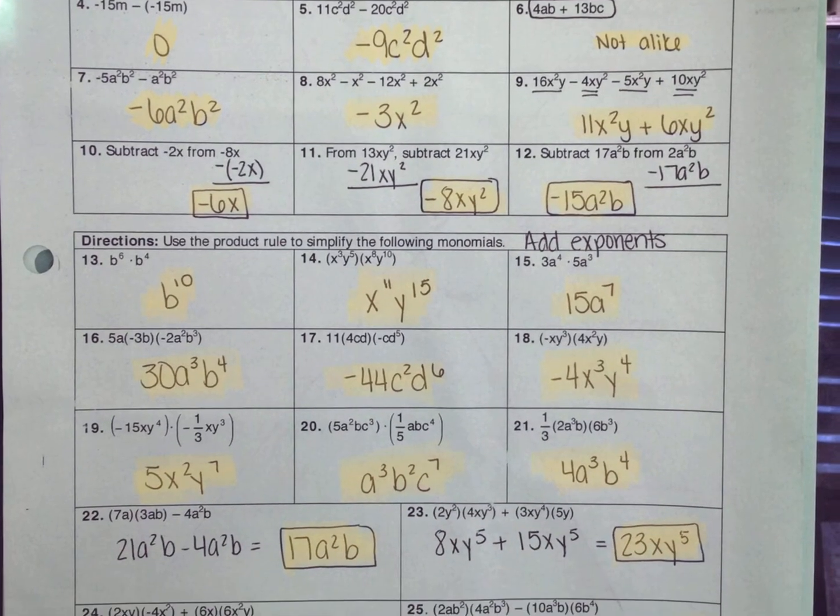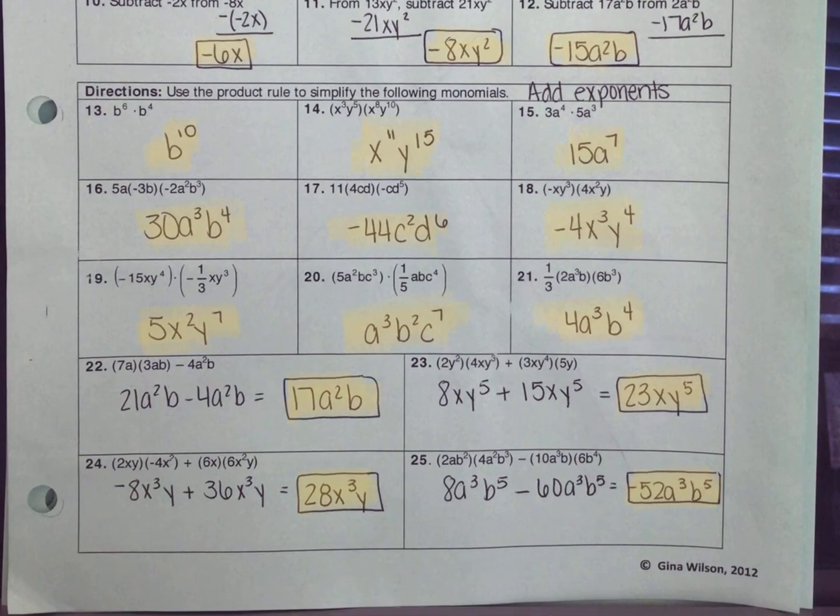The next set on your first remote assignment was 13 through 25, and this was to use the product rule, and that was multiplying monomials. And if you remember from that lesson, you are going to multiply the coefficients and add their exponents. So take a minute or two to check number 13 through 25.